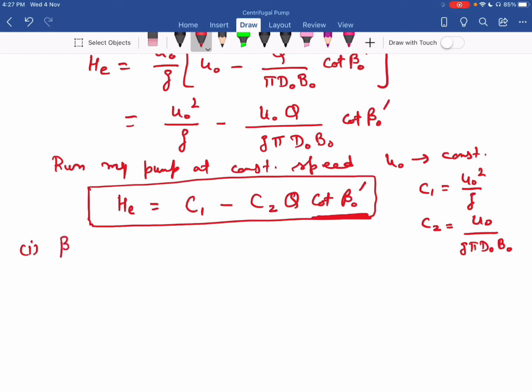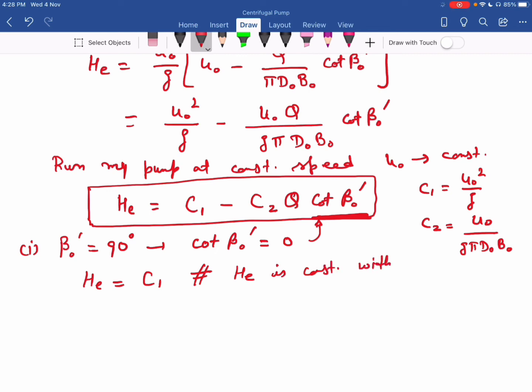When my beta O dash is equal to, not 0, it is 90 degree. Beta O dash equal to 90 degree. At that very case, cot of beta O dash becomes 0. So that means for radial vane, now you can put this value into above equation and write for Euler head, Euler head is a constant C1. So you can say that for radial vane, Euler head is constant with the discharge.